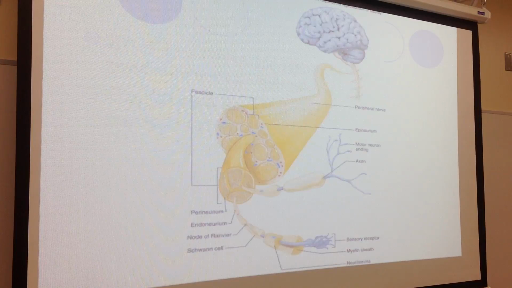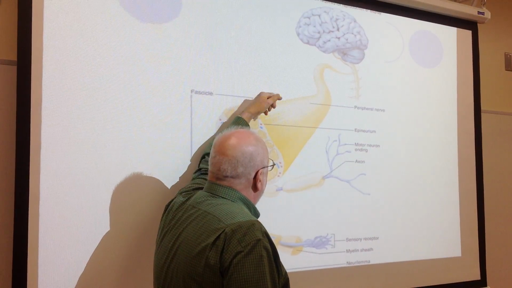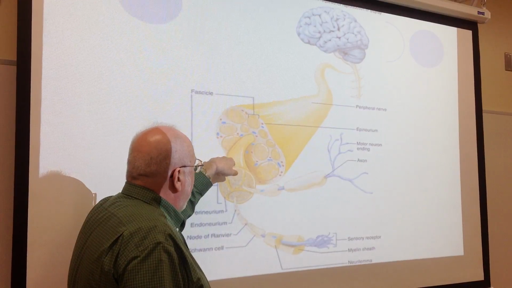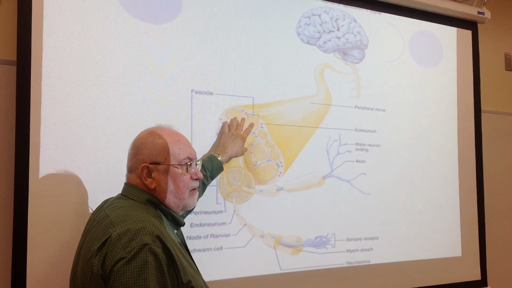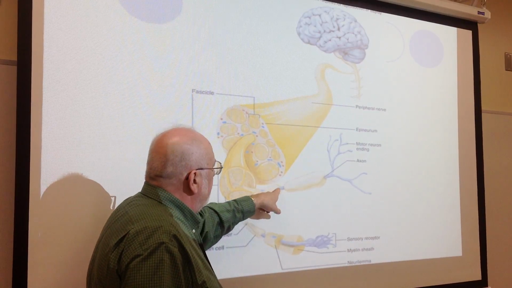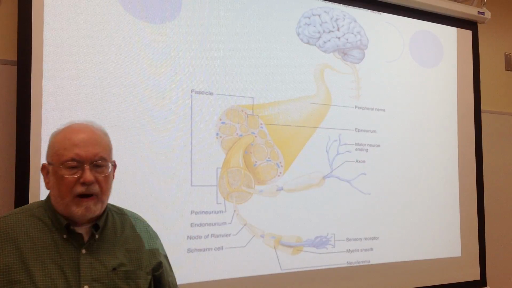All right, and so if we take a look at this diagram, you can see then in the nerve there is, in this peripheral nerve, an epineurium. It covers the whole thing. And then there are these bundles of axons. These would be the fascicles. They would have a perineurium around them. And then the individual fibers will have then an endoneurium surrounding those.